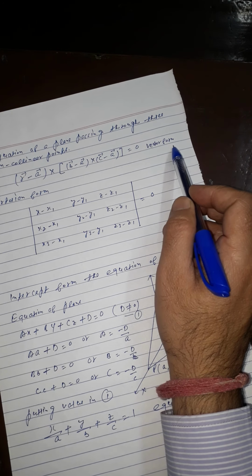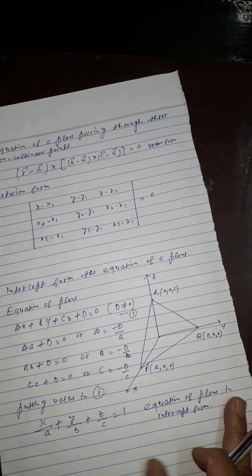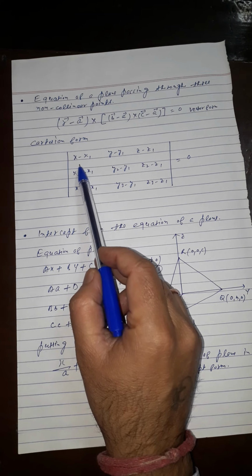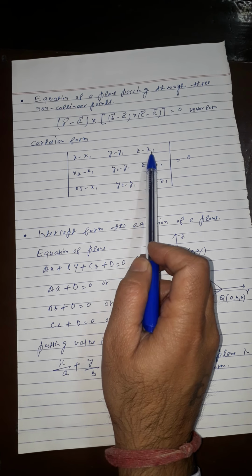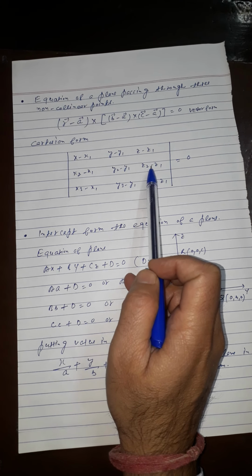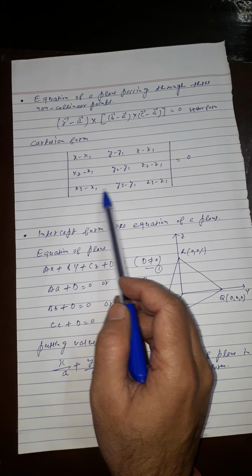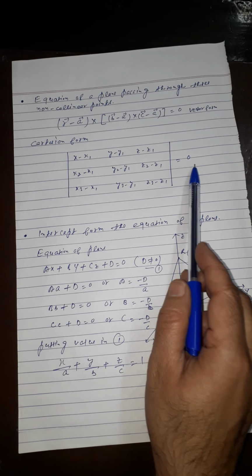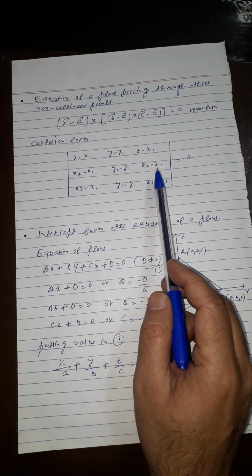This is the vector form, students, and this is its Cartesian form. Here you can see x minus x1, y minus y1, z minus z1; x2 minus x1, y2 minus y1, z2 minus z1; x3 minus x1, y3 minus y1, z3 minus z1, that is equal to 0. So this is the Cartesian form, students, right?